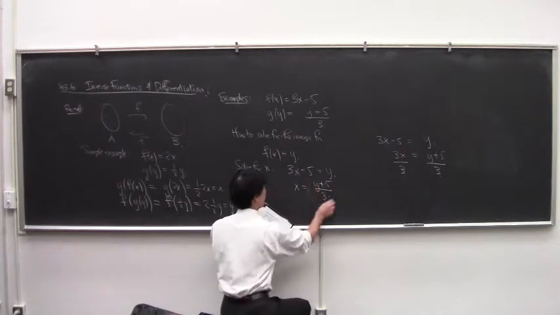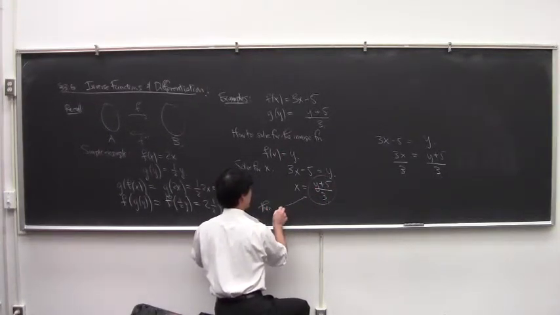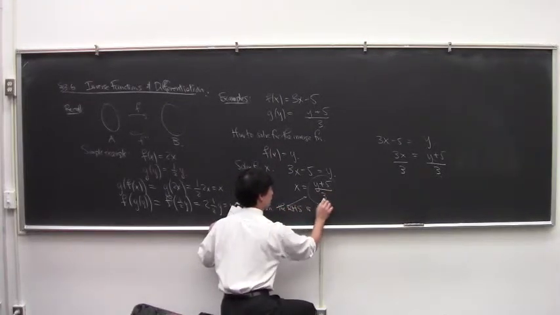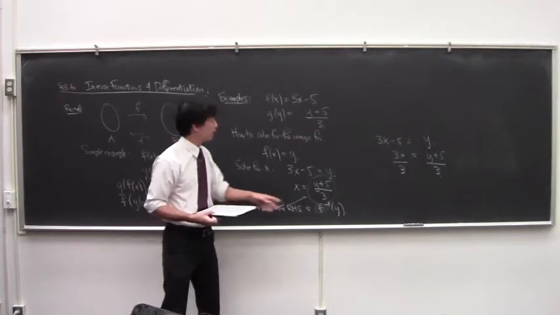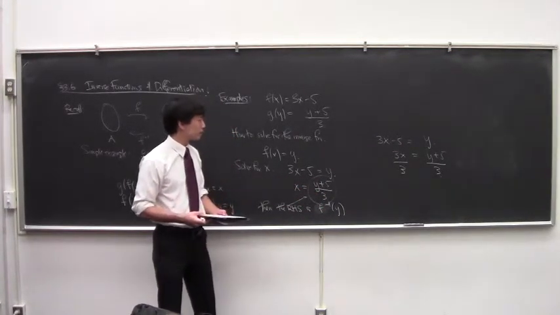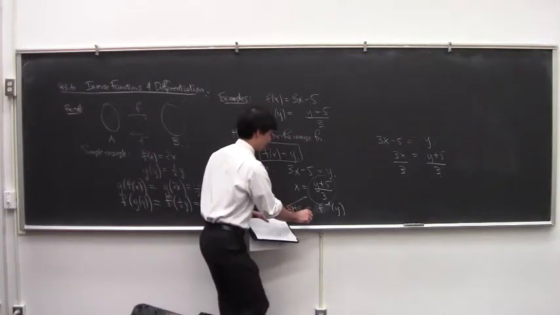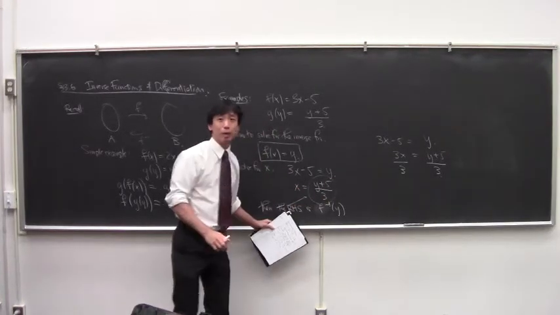And then whatever is on the right-hand side is f inverse of y, right? And that's your inverse function over there, right? Because if f of x is y, then x is going to be f inverse of y.